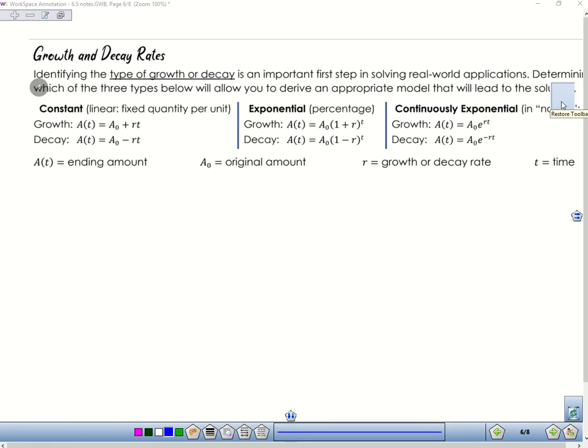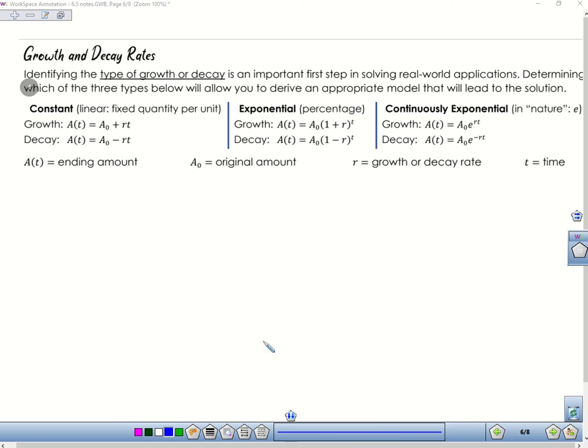So the first thing we're going to be talking about in this lesson, and the main idea of this lesson, is going to be growth and decay rates. Identifying the type of growth or decay is an important first step in solving real-world applications. Determining which of the three types below will allow you to derive the appropriate model that will lead to a solution. Okay?